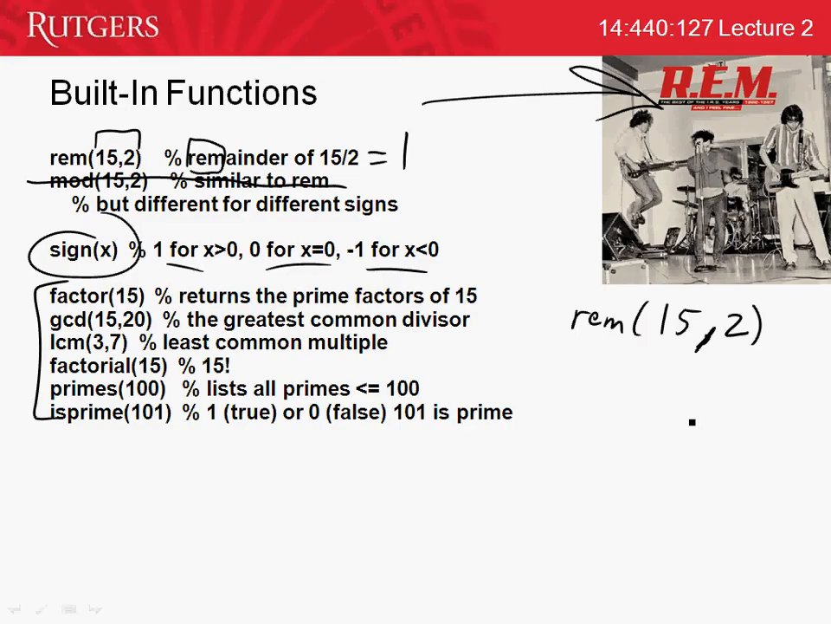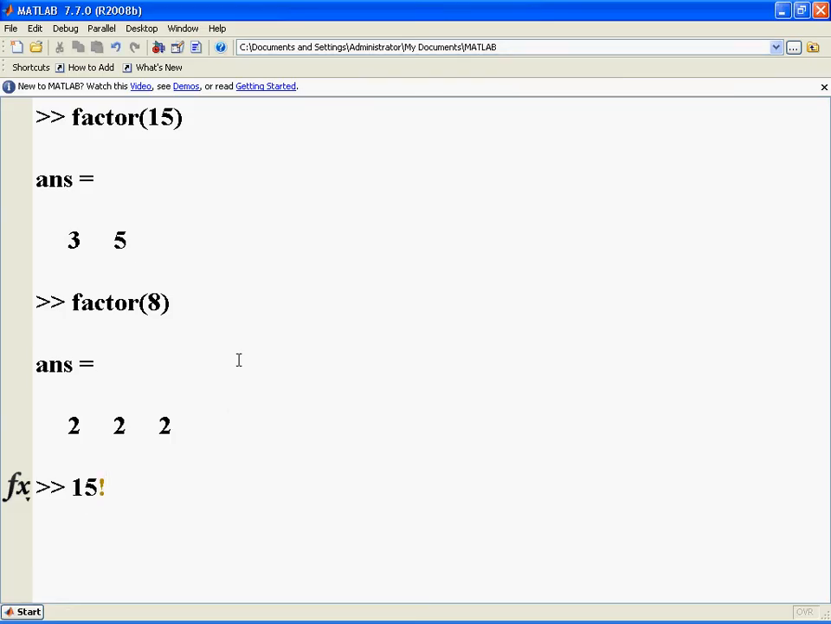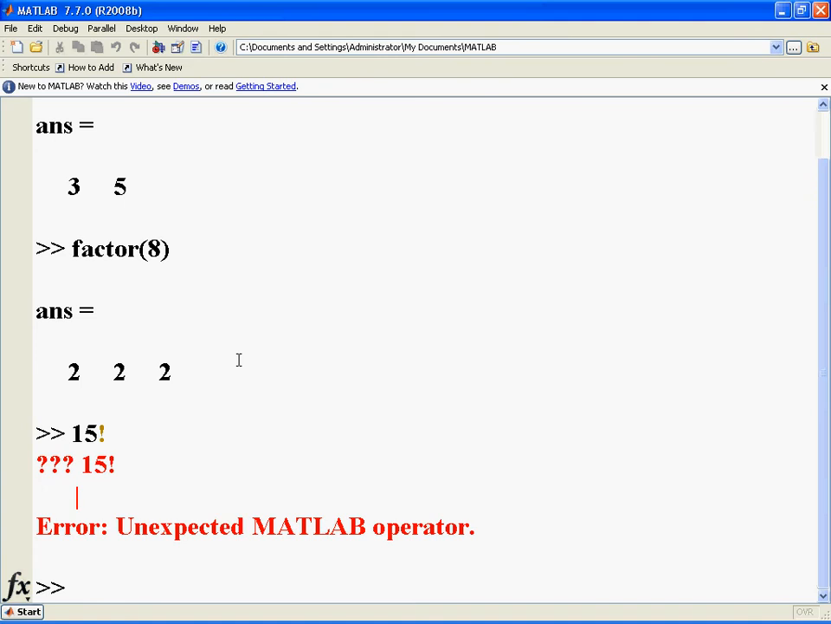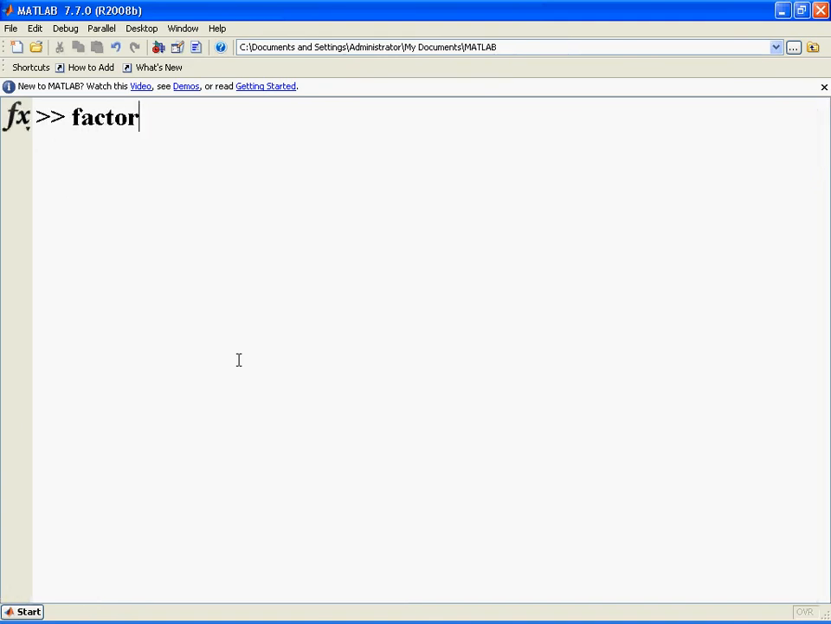GCD and LCM return the greatest common divisor and least common multiple, respectively, as you might guess. To take the factorial of a number, you use the factorial function. Notice that if you type 15 exclamation point into MATLAB, thinking that's a factorial, it's not going to work. Okay, so always use the factorial function.